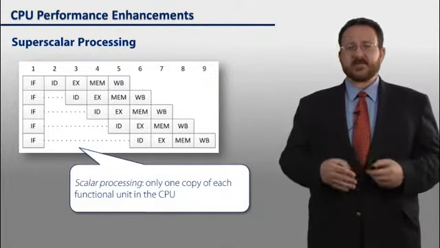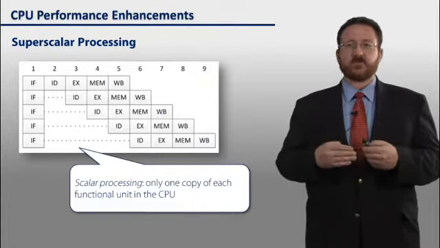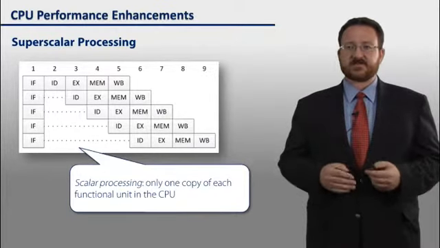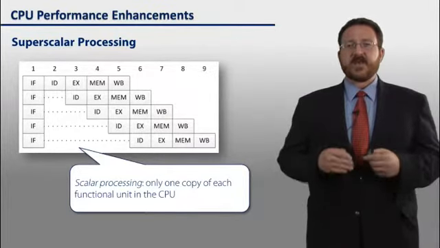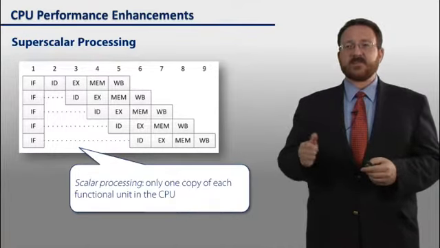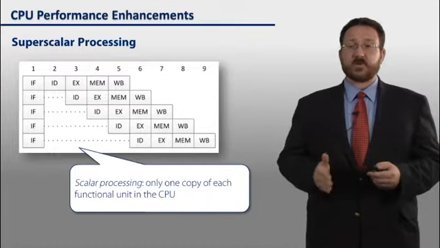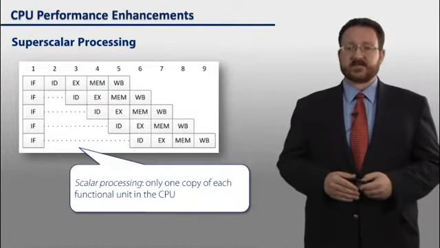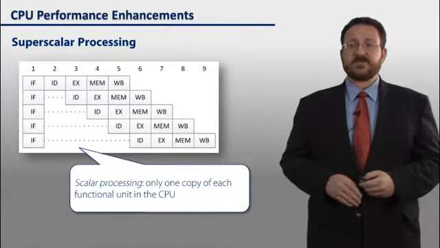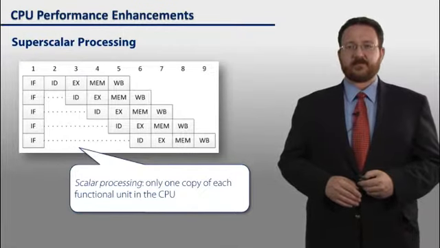So this is typical scalar processing. This is what we saw previously, the standard instruction pipeline. And at the end of every cycle, we are completing the execution of one instruction. So one cycle, one instruction, so 1-to-1 ratio, that's called scalar processing. One copy of each functional unit utilized fully.